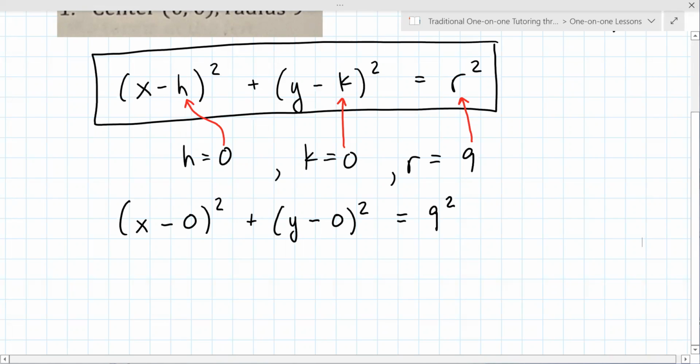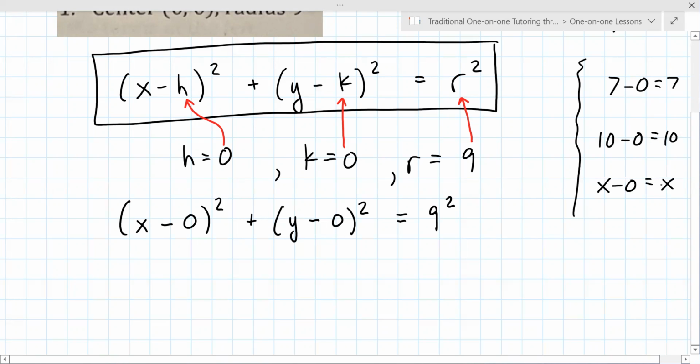Fantastic. Now, x minus 0. Whenever you subtract 0, the result is whatever you started with. If I say 7 minus 0, that's 7 because you started with 7. 10 minus 0 is 10 because you started with 10. x minus 0 is x because you started with x. So this first term, x minus 0 squared, becomes x squared.